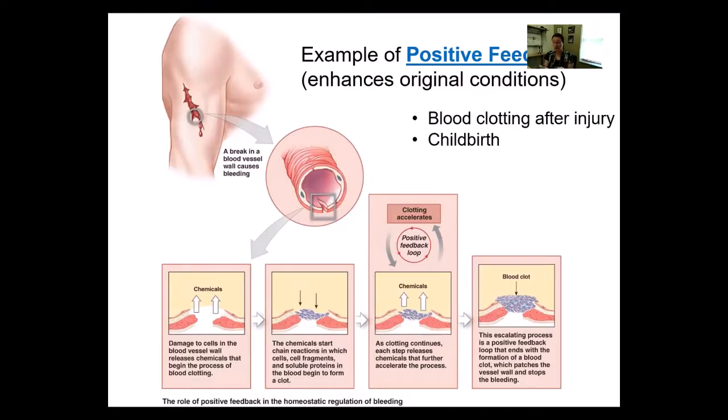And so we don't want a little bit of a clot and then we're going to pull it back. And then a little bit of, no, we want to form the clot, form the scab as quickly and thoroughly as possible. Okay. Another example is childbirth.